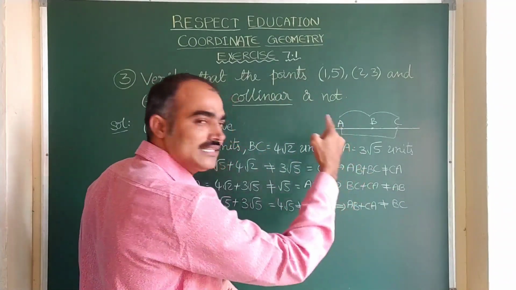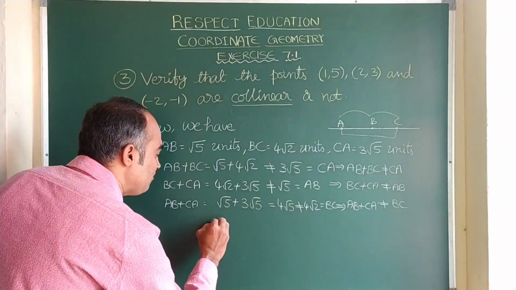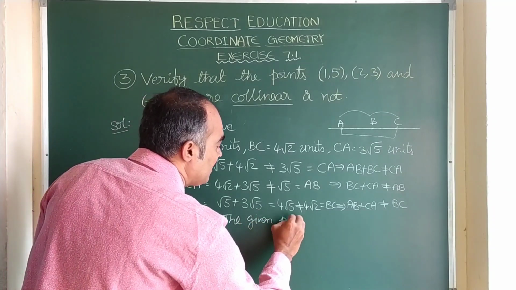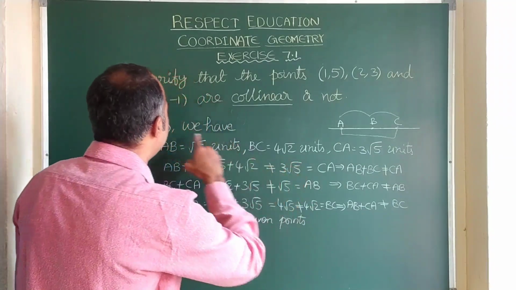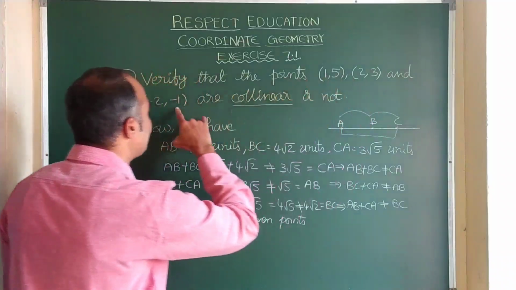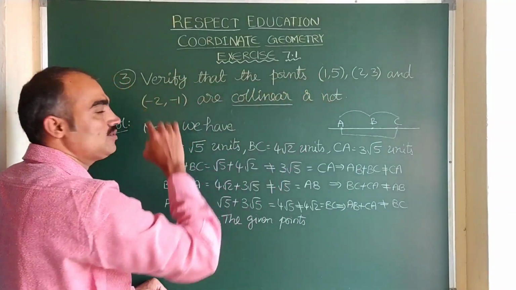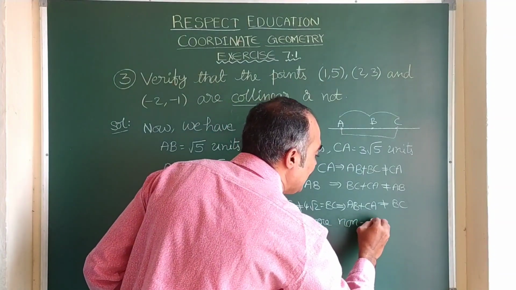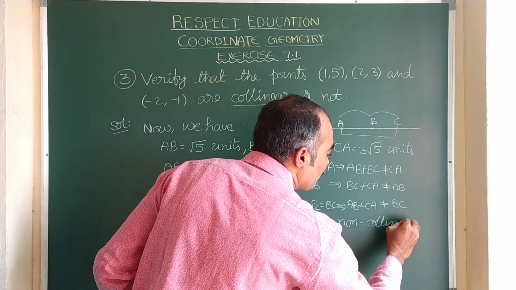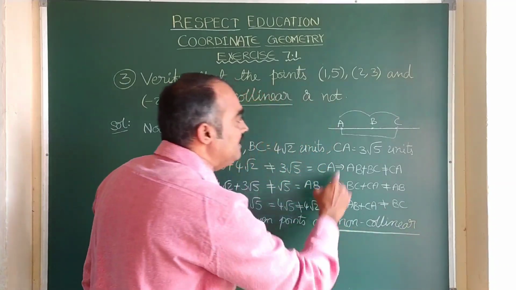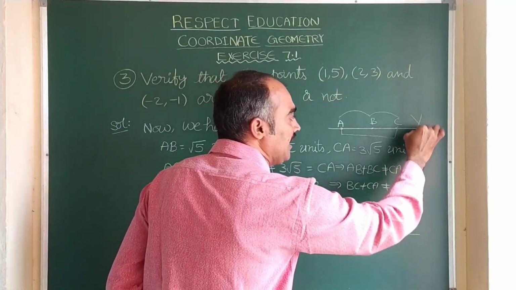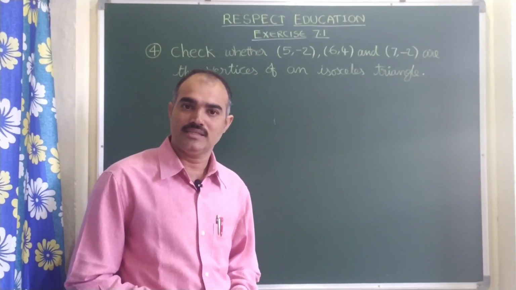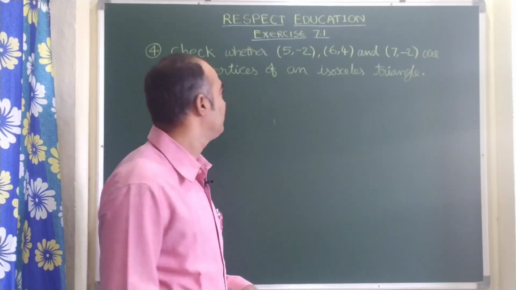So here clearly we can say, therefore the given points, 1 comma 5, 2 comma 3 and minus 2 comma minus 1 are non-collinear. Means they cannot form a straight line. Now let us see the next question, that is question number 4.